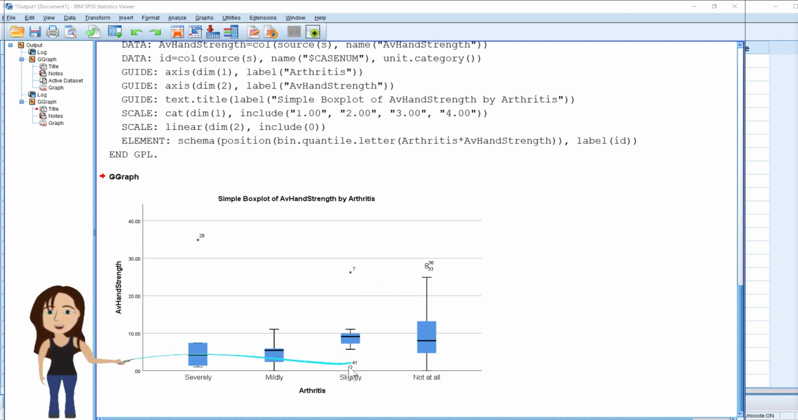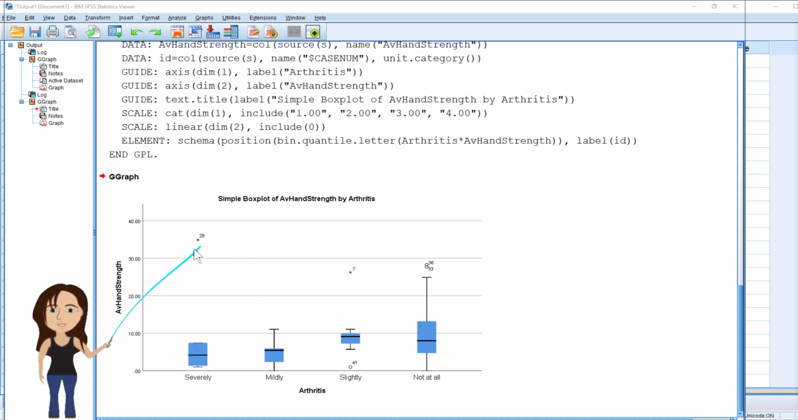Got another one down here. Again, it's a circle, not a star, so it's not quite as extreme. And we've got this one here, which is starting to get a little bit concerning. It's possible that these two would actually balance each other out a little bit. But the one that I'm actually worried about is this one here, because this person seems to be stronger than everybody else in the study, and they are definitely an outlier for this group here with the severe arthritis.